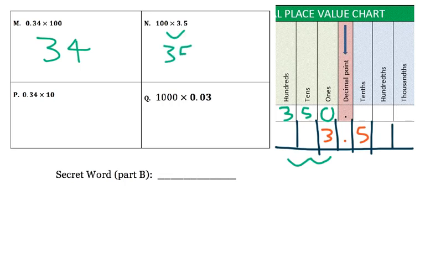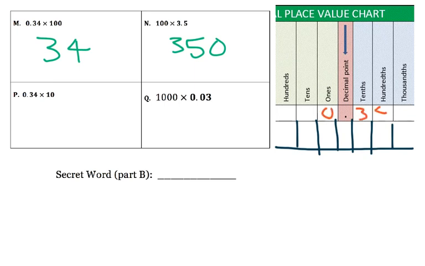And this is going to be 350. For this next one, we have 34 hundredths. We're multiplying it by 10, so the place values are going to shift over just 1 each, so 3 and 4 tenths.